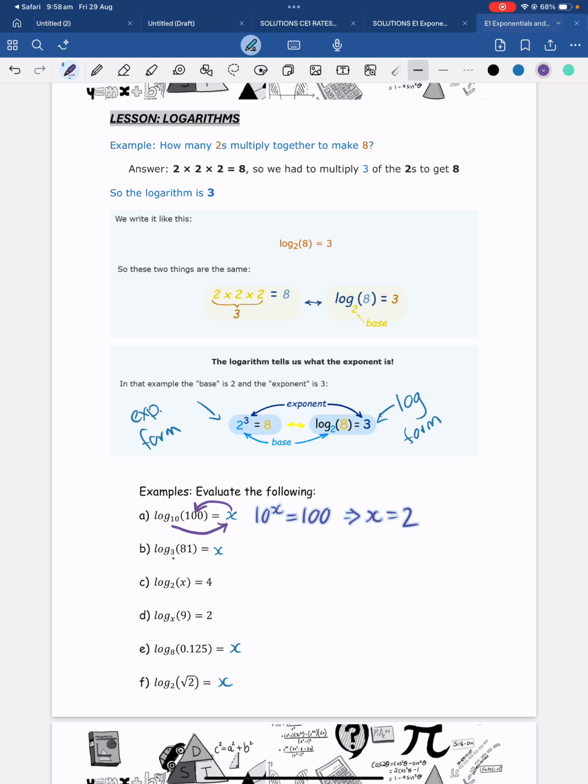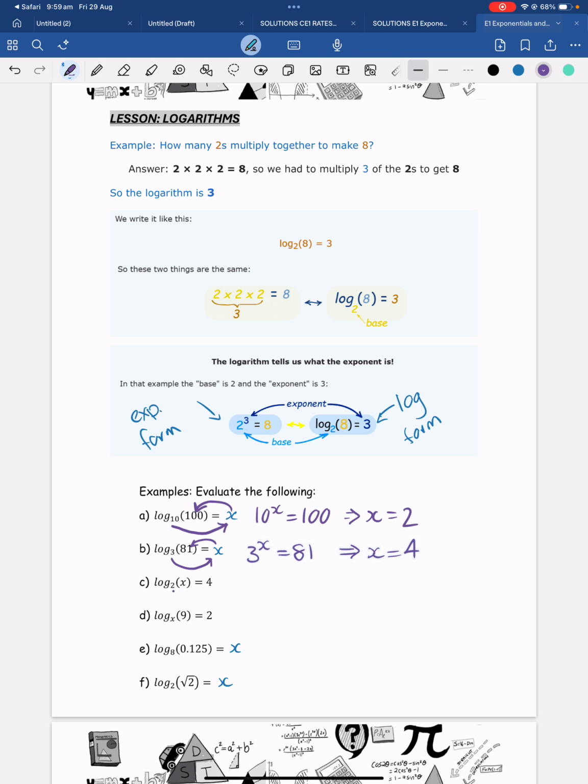So let's keep following that. 3 to the power of x equals 81. So write that out. 3 to the power of x equals 81. So I'm writing it in exponential form so that I can then look at it and go, oh, yeah, well, I know that 3 to the power of 4 gives me 81. So x equals 4.